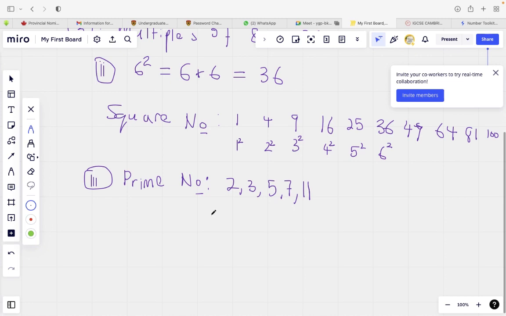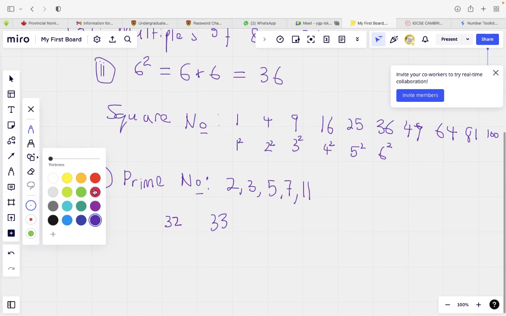Why? Okay, I will write them. I will be striking them out. The one that is not, I will strike it out. Okay, 32 we will strike out because it's not a prime number. We strike 33 out. It's not a prime number. Why? 33 can be divided by 3, can be divided by 11. So it's not only itself and 1.